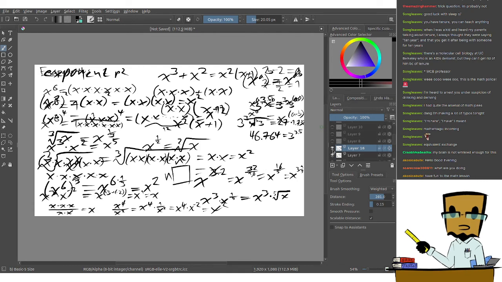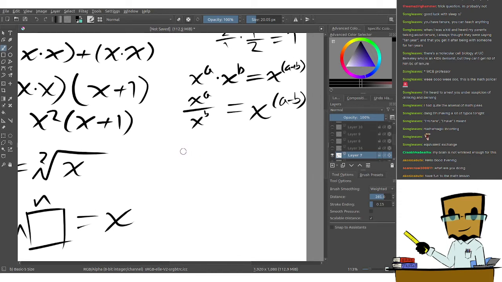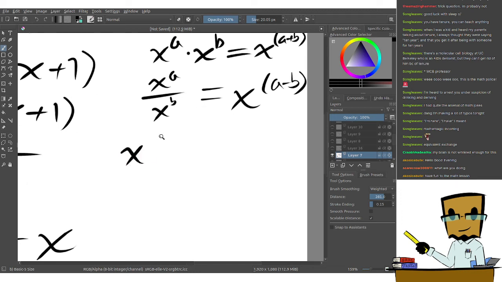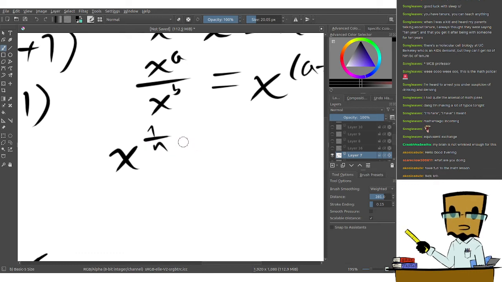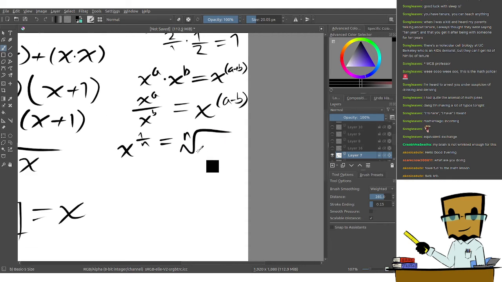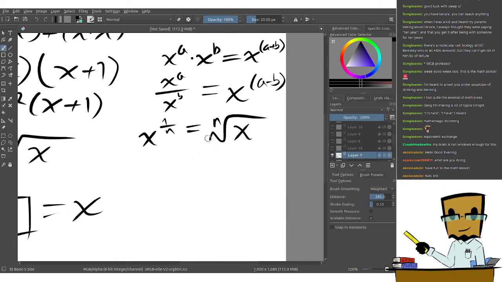I guess I should go back and add that to the list of formulas. X to the power of 1 over n equals the nth root of x. There we go.